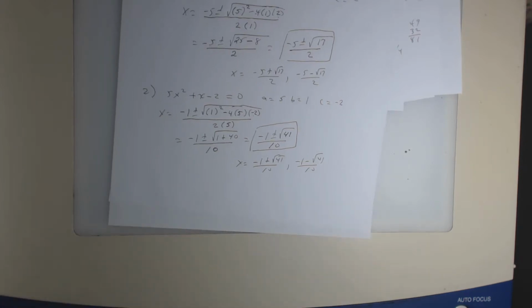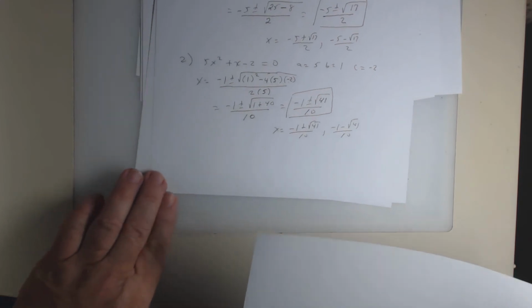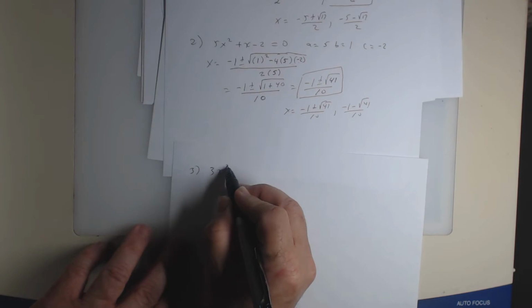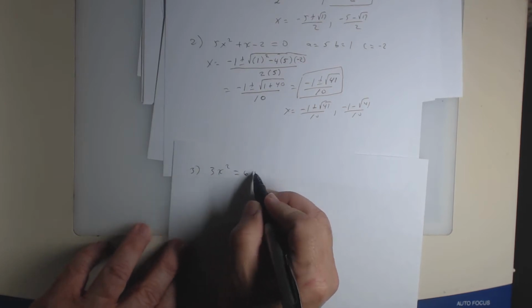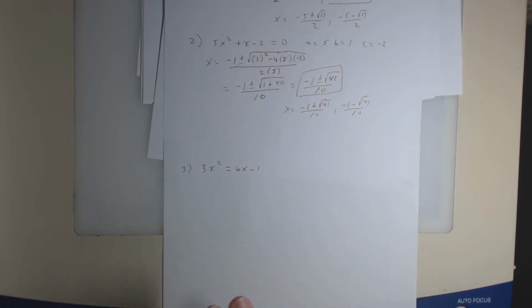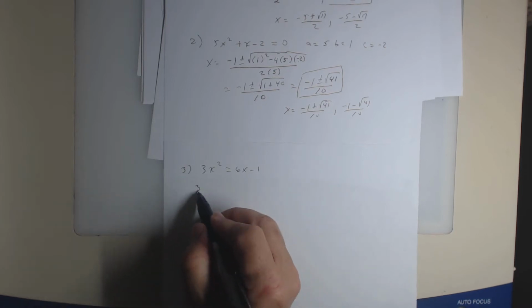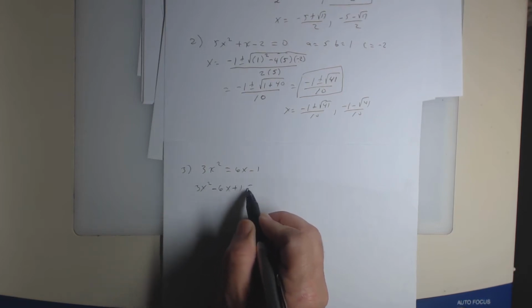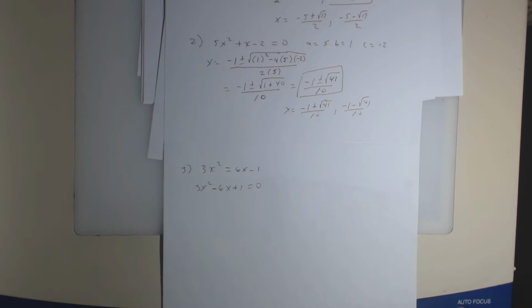All right, number 3. All right, suppose we had this. We had 3x squared equals 6x minus 1. Again, solve using quadratic formula. What do you do? Put in what form? Use the terminology. What form? Standard form or general form. So when I bring everything to one side, let's bring it to the left. I'm going to get 3x squared, what else? Equals 0. Okay. All right.